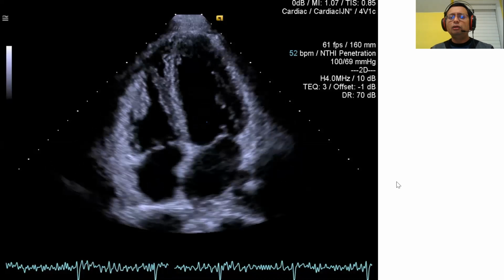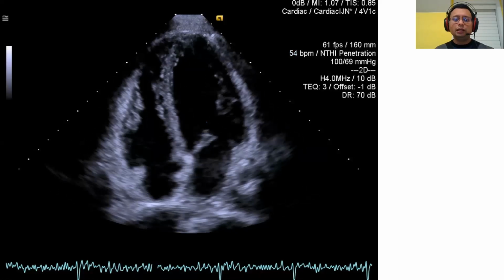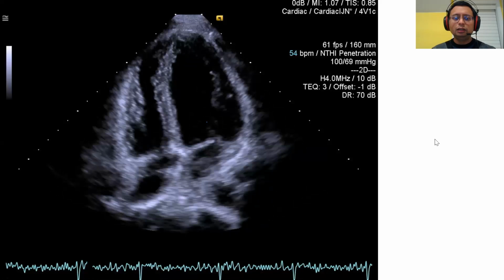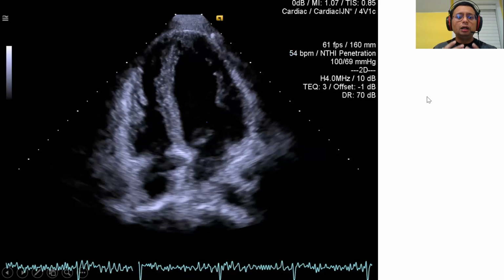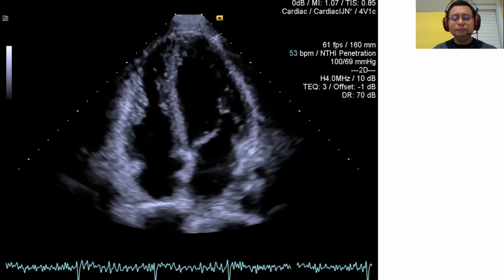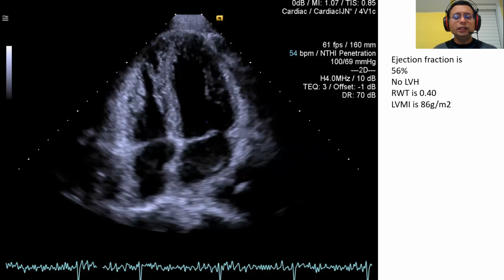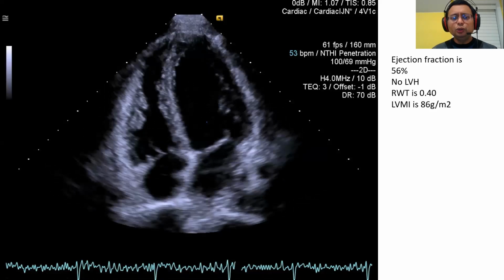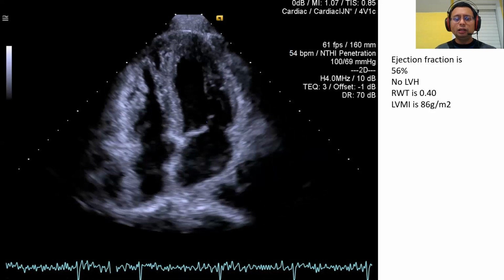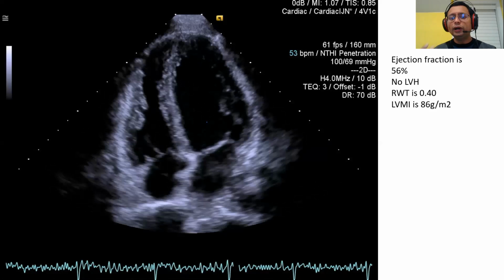Now, the question that we wanted to answer is, does this patient have diastolic dysfunction or not? Always, to make your life easier, look at the left ventricle. See whether the left ventricle looks normal or not. In this patient, as you can see, the ejection fraction is 56%. There is no left ventricular hypertrophy. So the left ventricle, for all intents and purposes, actually looks quite okay.